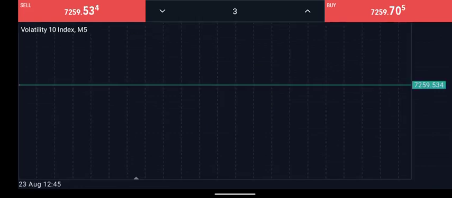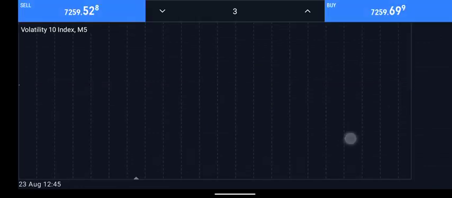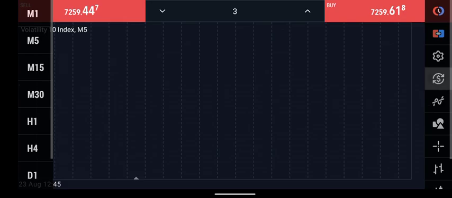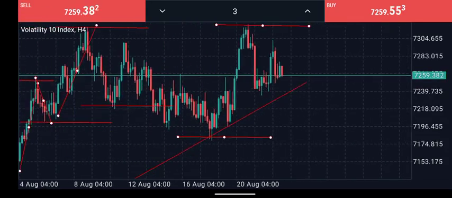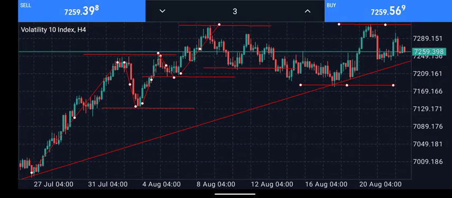You can see now, it keeps forming what we call higher highs and higher lows. So it is very, very important to know that the market does not just form a straight line. No, the market keeps forming what we call higher highs. As you can see, let me just do it well.